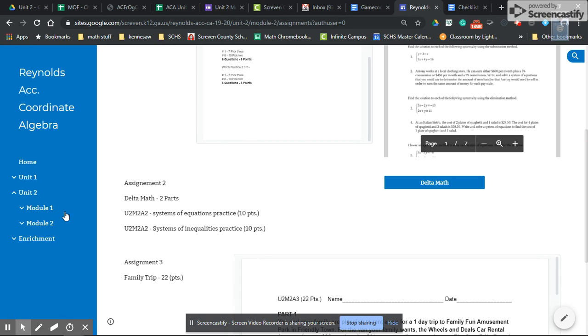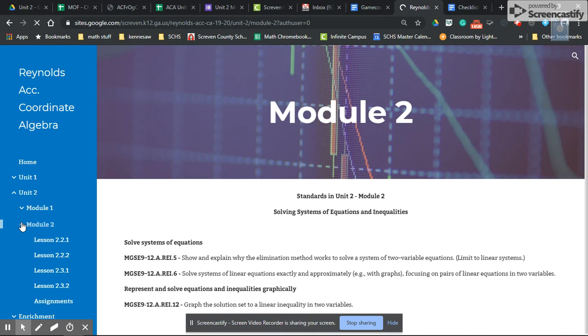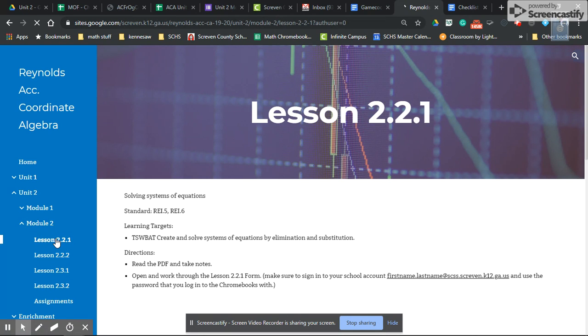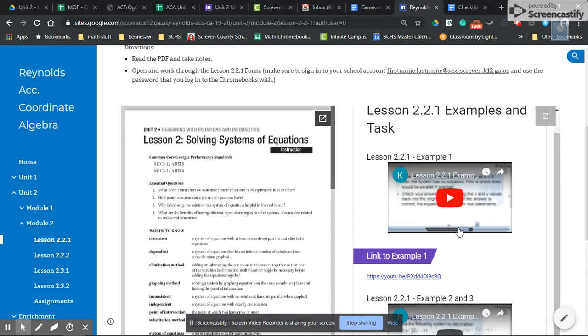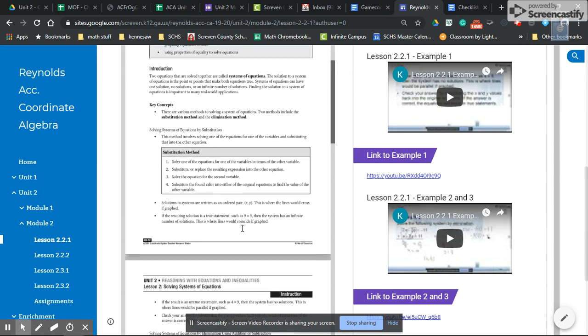And then, the tests and quizzes are handed out or whatever. But that's how to get to the information. And again, if you click on a specific lesson here, again, here's the video examples, and here's the notes. They can print these off.